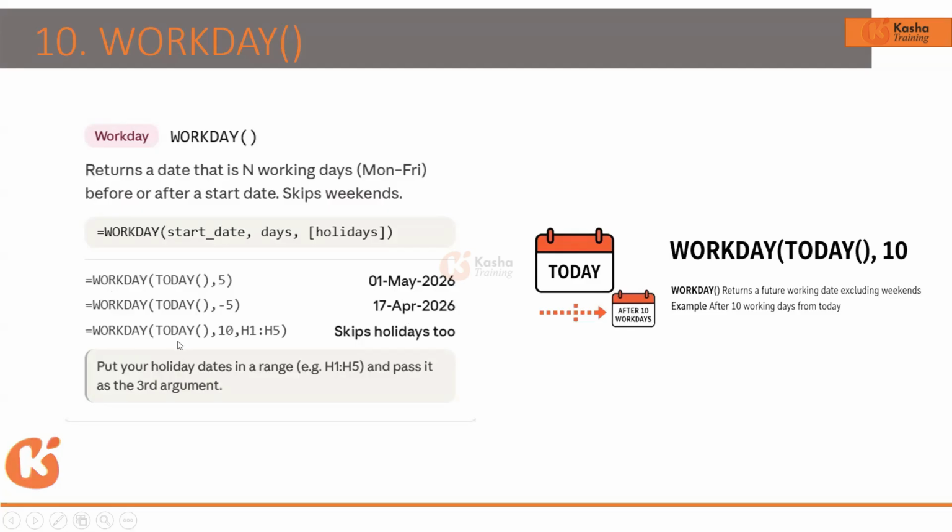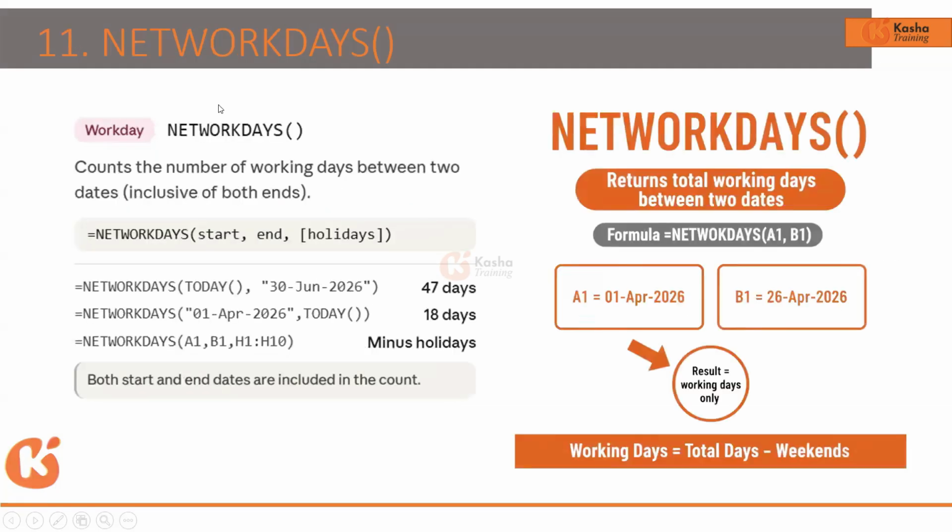And then if you see today's, and here you have given 10 and H1 and H5, it will skip all the holidays too. So like this, you can calculate your work day. Then you can see there is NETWORKDAYS. NETWORKDAYS counts the number of working days between two dates. So if you have two dates, it will count the number of working days. Working days, team, remember, not a weekend.